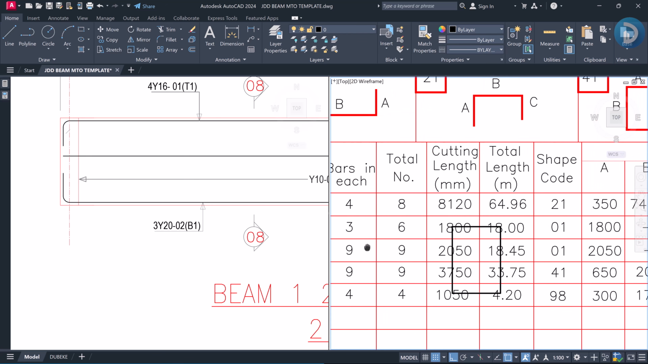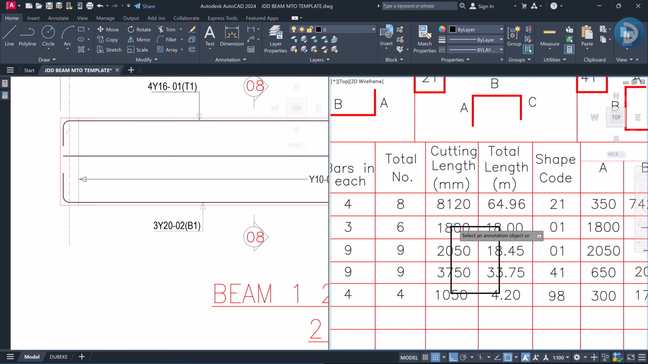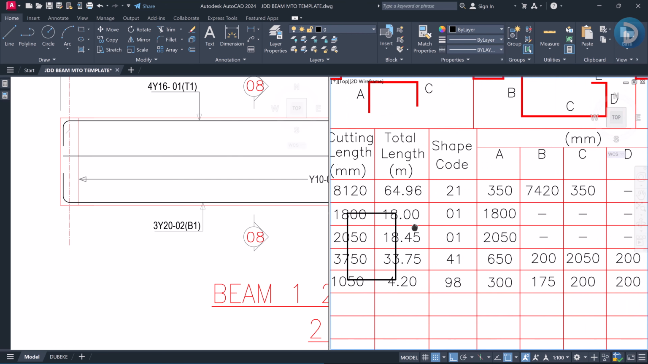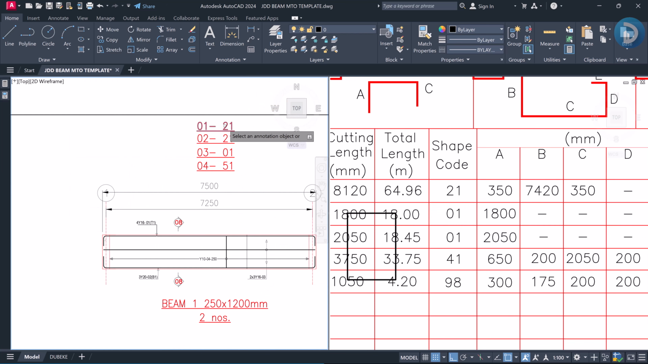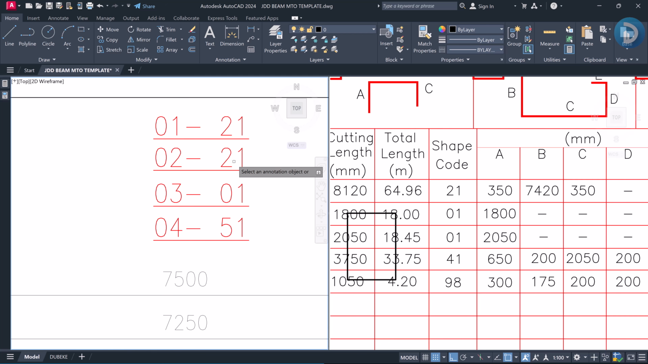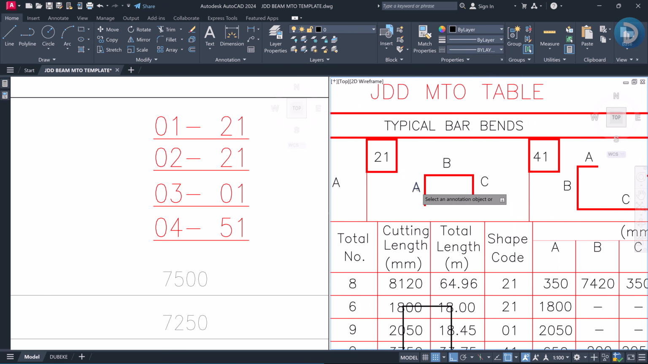Now we also come back to the total cut length and the total length. What we need to look at in this case is our shape code, and we've earlier identified for bar mark 02 also as 21, right? So we'll come here and take this to be shape code 21. Okay, so for shape code 21, we also require the bar mark and sides A, B, and C.